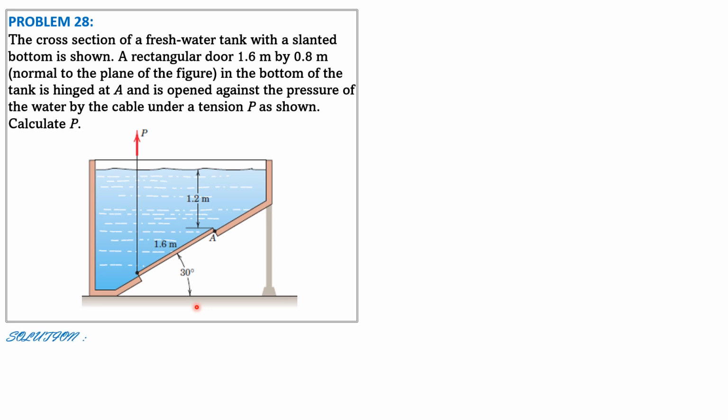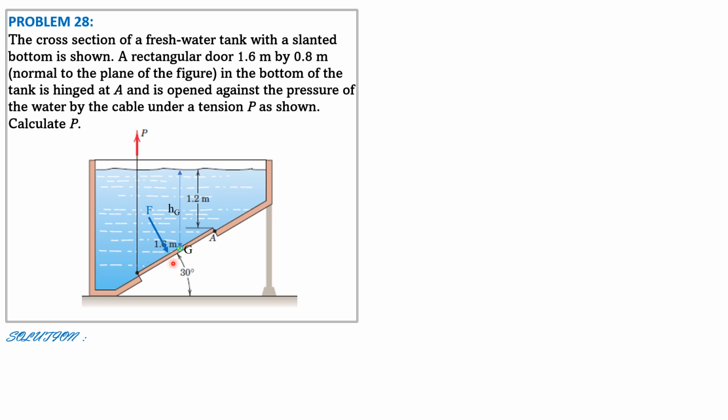So for the solution, let's locate the centroid. That's the centroid of area. And the vertical distance to the liquid surface is denoted by hg. And because the length or height of the gate is 1.6, that G there from A is half of 1.6, 0.8. And since this is inclined 30 degrees, this vertical distance from G to this A here is 0.8 sine of 30, which is 0.4. So that hg is 1.2 plus 0.4, 1.6.